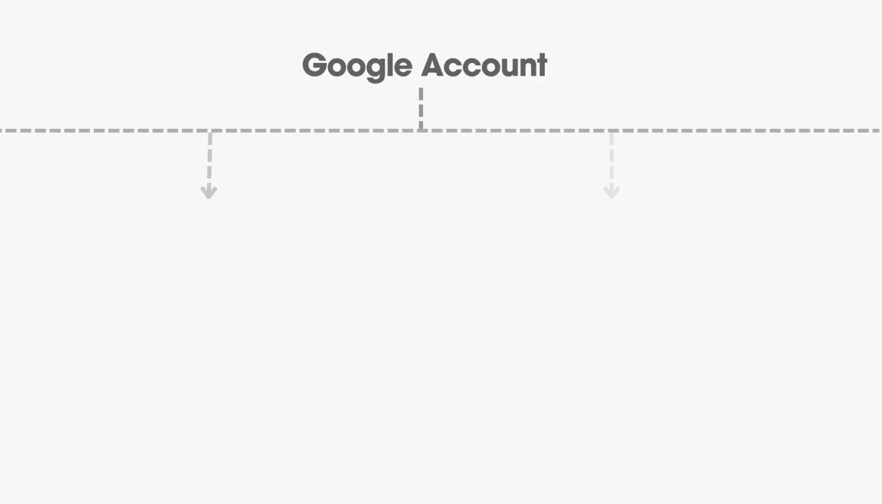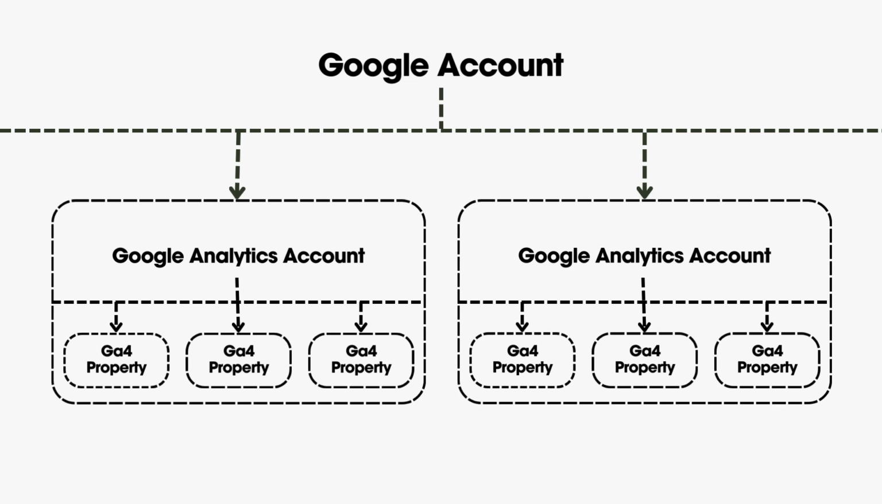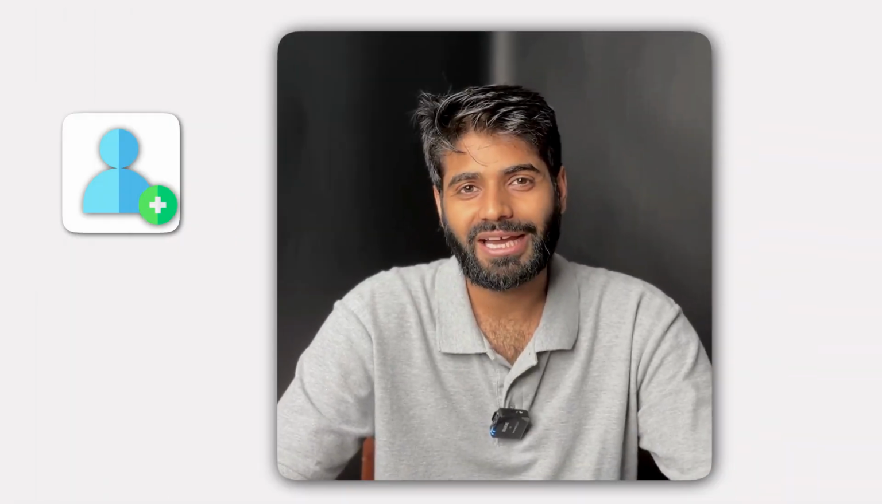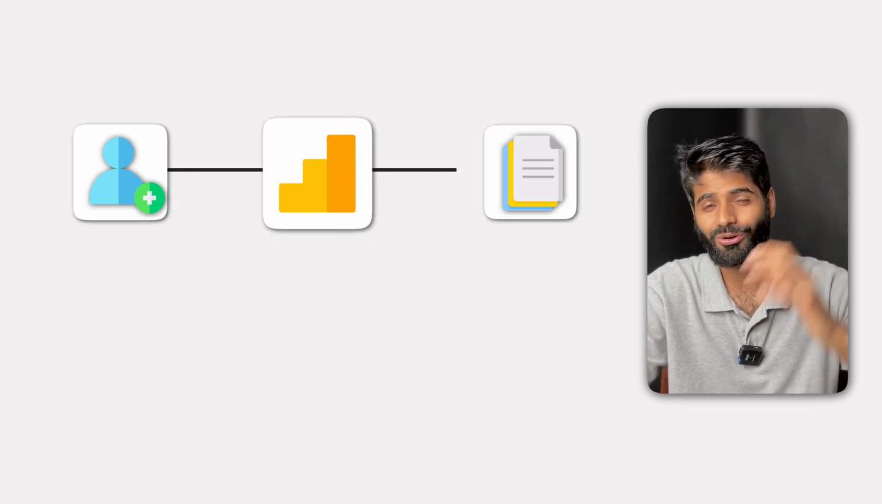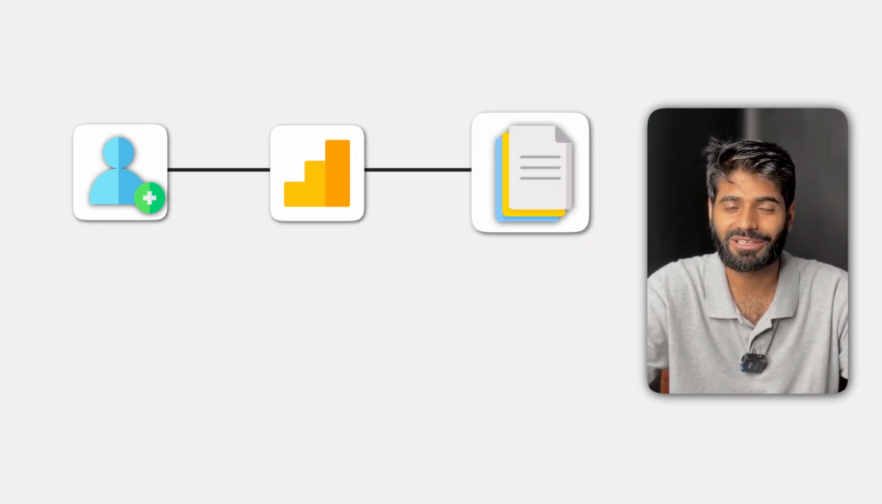You can think of it as one Google account having a lot of Google Analytics accounts. However, one Google Analytics account can have more than 100 properties, but one property can only have one particular website's data in it. So if you add a user at the Google Analytics account level, they will have access to all the properties that you have inside that Google Analytics account.